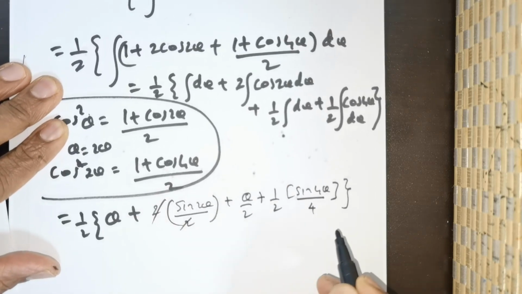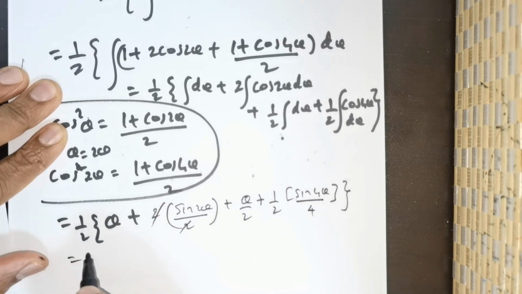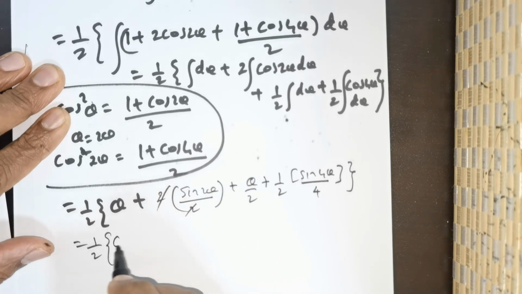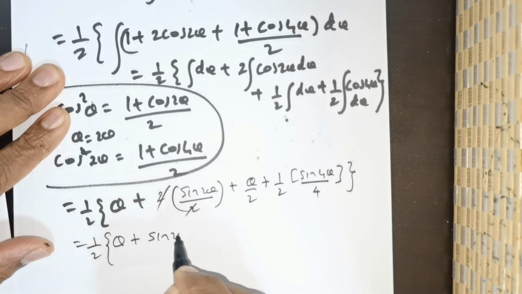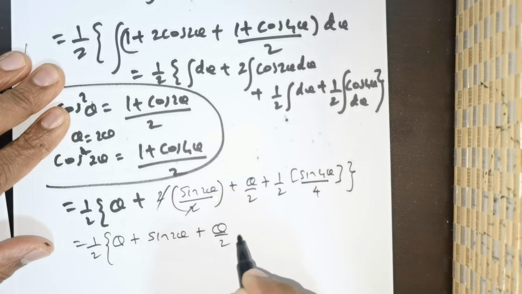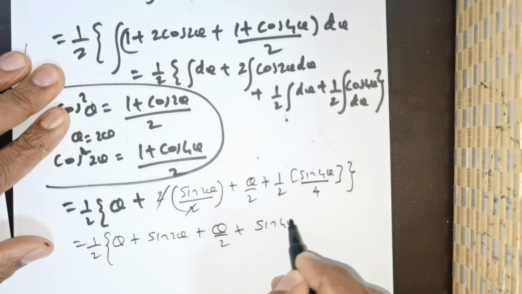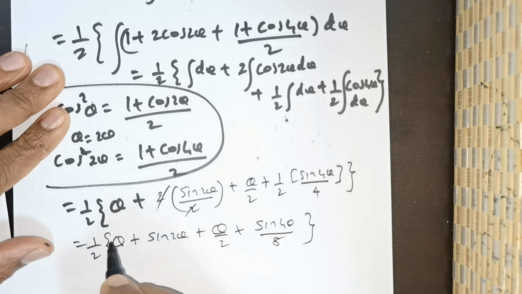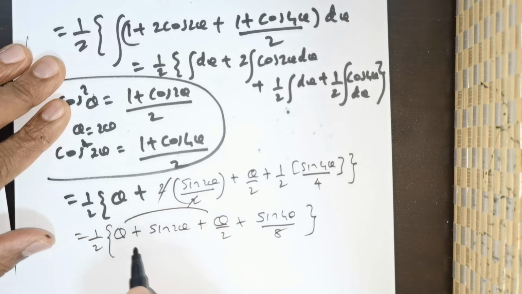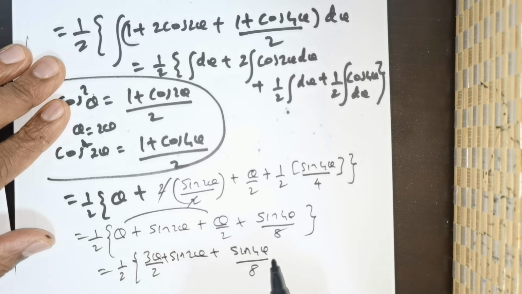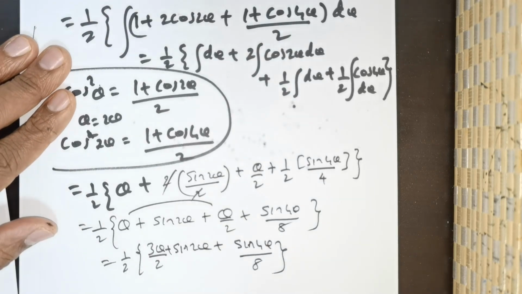Now 2 and 2 can be cancelled, and this can be rewritten as 1 over 2 times: theta plus sin 2 theta plus theta over 2 plus sin 4 theta divided by 8. Now these two can be clubbed together, so theta plus theta over 2, that's 3 theta over 2, plus sin 2 theta plus sin 4 theta divided by 8. Now we need to get the original variable back, so that is what we have to do now.